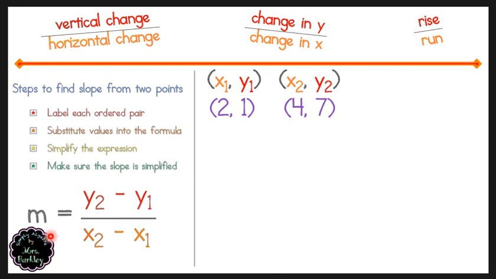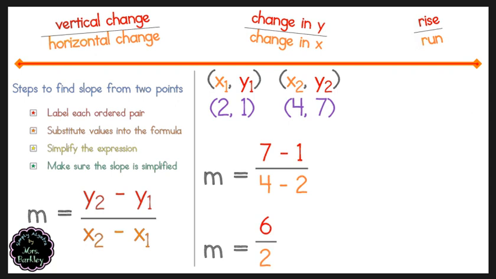So now we are just going to substitute our y sub 2, and if we look, this is all lined up nicely for us, so we can see that our y sub 2 is 7, minus our y sub 1, which is 1, divided by our x sub 2, which is 4, minus our x sub 1, which is 2. So when we substitute our values into the slope formula, we would have m equals 7 minus 1 divided by 4 minus 2. We would then simplify the numerator, so 7 minus 1 is 6, and simplify the denominator, so 4 minus 2 is 2.